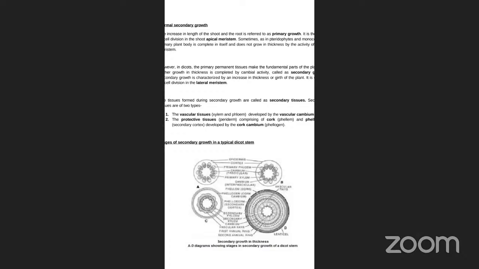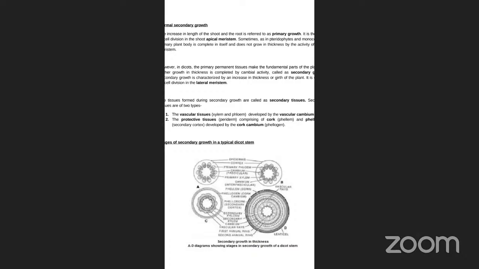The process of secondary growth can be divided into two parts: intrastellar secondary growth and extrastellar secondary growth. Intrastellar secondary growth takes place in the stellar region, meaning the xylem and phloem region. First, formation of the cambial ring.